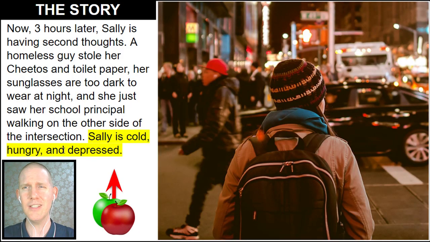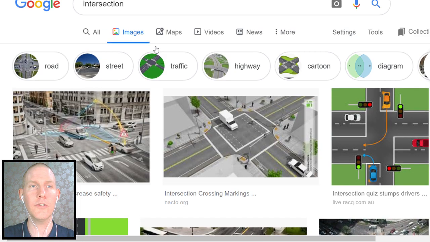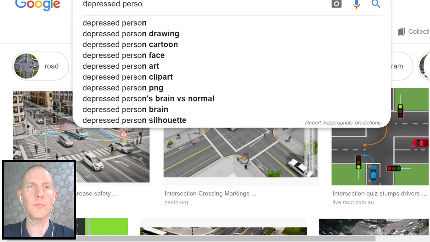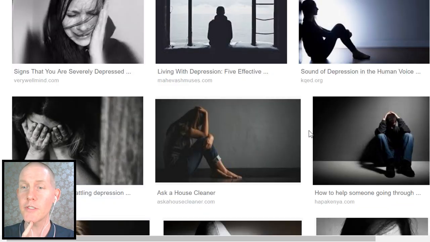Sally is cold, hungry, and depressed. Depressed means you're feeling down, right? Let's see if we can find a picture which would help us to understand the emotion of depressed. We'll put in depressed person. All right, depressed. Let's see. Vera Kalugina says intersection, a crossroad. Very similar, right? Because a crossroad has two roads going like this. But when I hear intersection, it could be like a crossroad, but intersection could also be with all the lights and all the pedestrian signals and the traffic signals and all of that stuff.